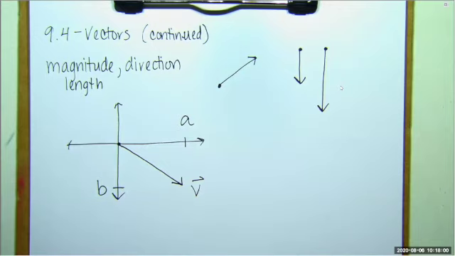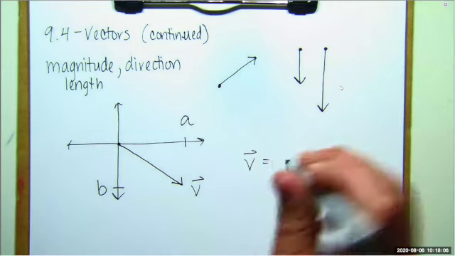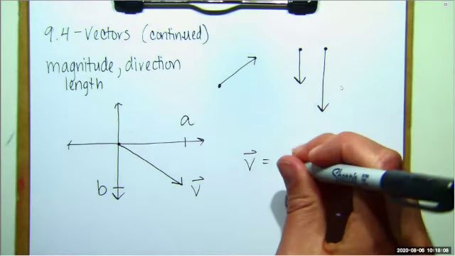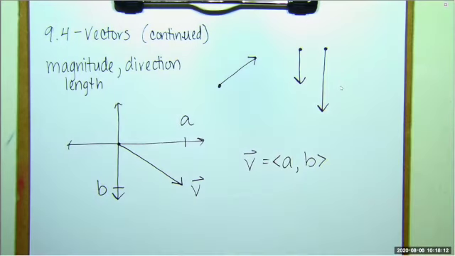So we saw last class there's two different ways we can denote a vector here. We can either write that vector V is equal to the horizontal component, comma, the vertical component. And what we do is we put these in these little triangles. That's what indicates that it's a vector rather than an ordered pair or a point.